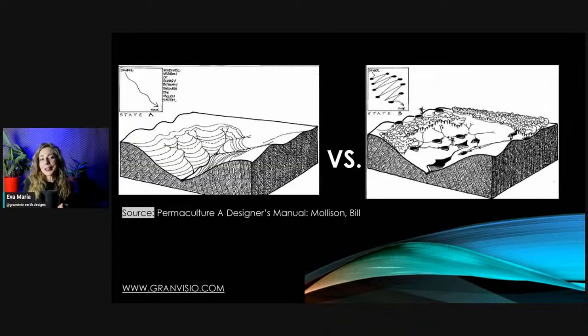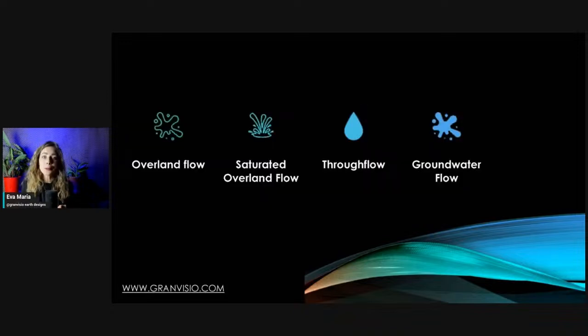So you see, there are different types of water flow in the ground. We have overland flow or runoff, which happens when rain is falling faster than it can soak into the soil. We have saturated overland flow occurring when water temporarily reaches saturation and then escapes to the surface, like streams in areas with high water tables. And we have through flow, which is water flowing near the surface. And finally, groundwater flow is the water moving in the big underground storage.